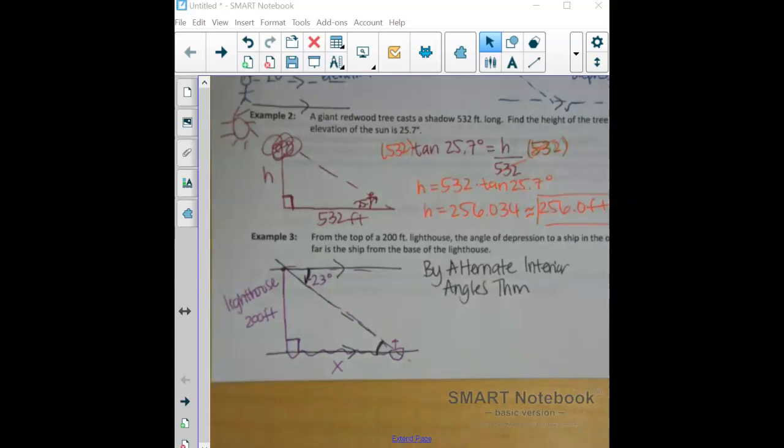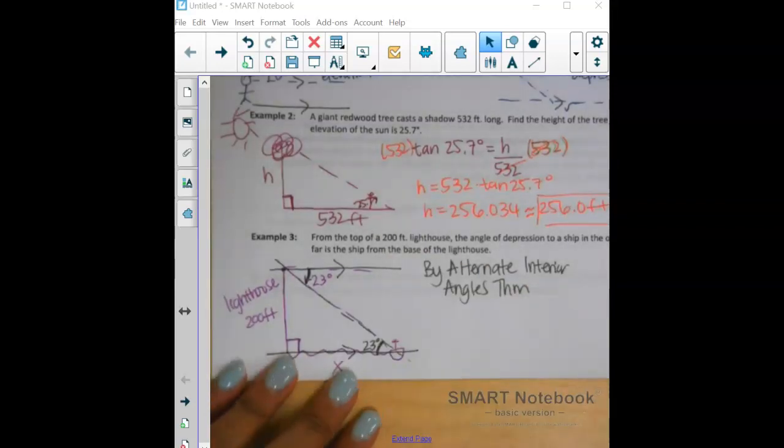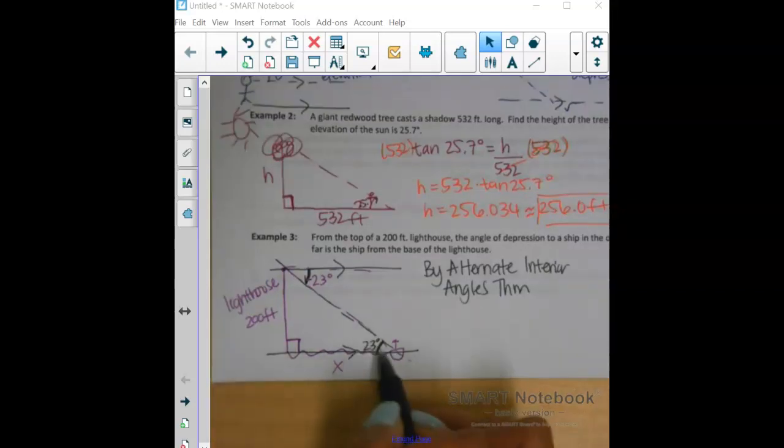Welcome back to geometry. By alternate interior angle theorem, it says that your two angles are going to be the same. So this angle here and this angle here will be 23 degrees. So that's all I need from geometry. That's the only part. So we're going to take this information now and use this triangle to solve. Did you have a question?